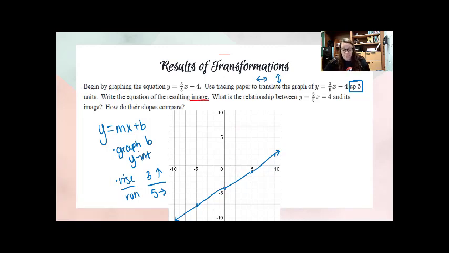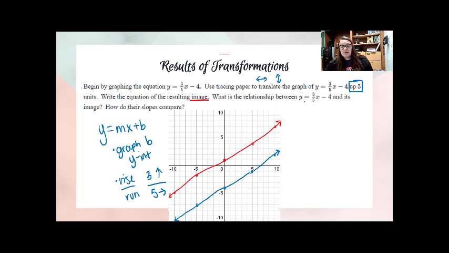So when we take any of the points, I'm going to use the y-intercept. I'm going to go up 5: 1, 2, 3, 4, 5. Here's a new point, up 5: 1, 2, 3, 4, 5. I'll do it again, and again with a few more points, each time up 5. Okay, so here is my image after it went up 5 units.